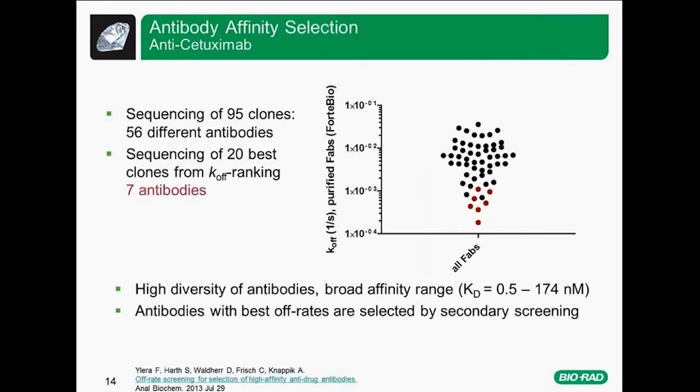So what we did is we sequenced all the 95 clones and ended up with 56 different antibodies. And sequencing of the 20 best clones from this K-off ranking that I've just shown would have resulted in the 7 antibodies shown in red. So clearly, from this K-off screening, the antibodies with the best off rate have been selected. What is also apparent is that we have a high diversity of antibodies, and the antibodies cover a broad affinity range from 500 picomolar to 174 nanomolar.